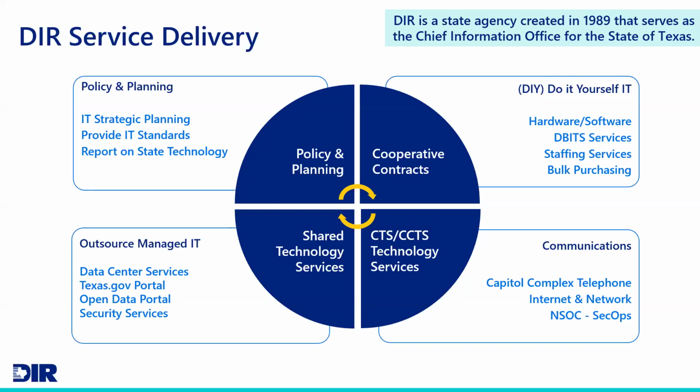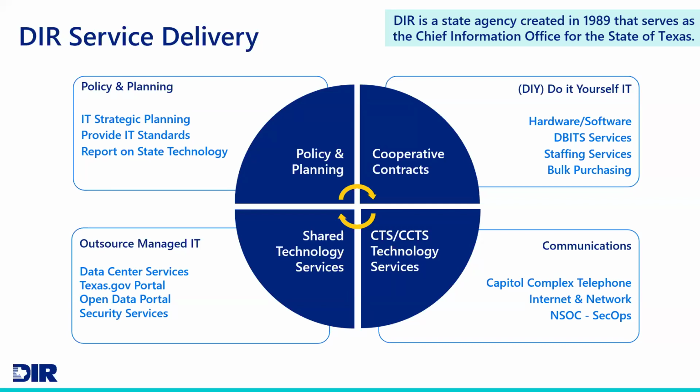DIR also provides communication services to the state of Texas, as well as to you, our customers. We manage the Capitol Complex telephone system for agencies in and around the Capitol building in downtown Austin, as well as the Capitol building itself. We also provide internet and network operation services and make sure that those services are available to you, our customers. And as I'd mentioned, security operations is a large responsibility for DIR, making sure that those bad actors are kept out of the state's data center.